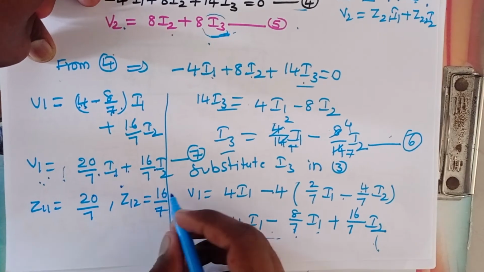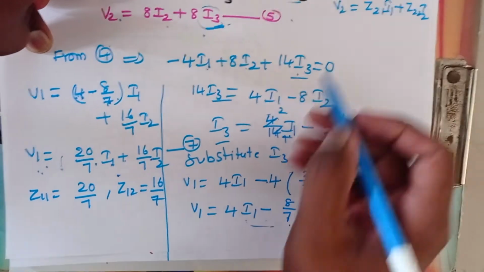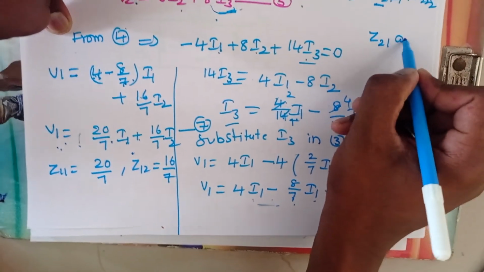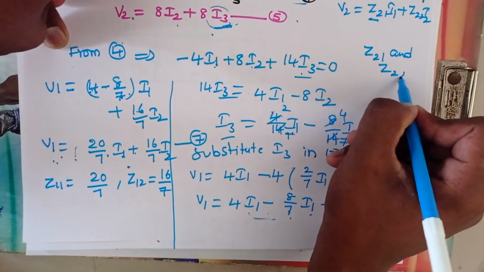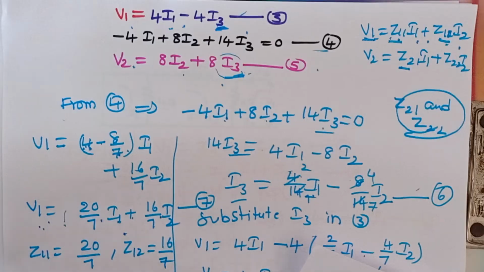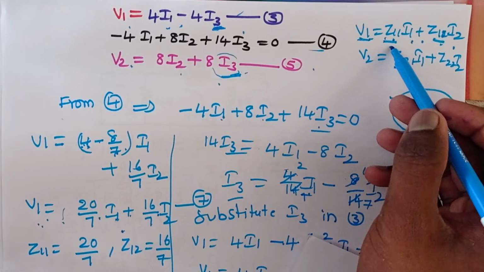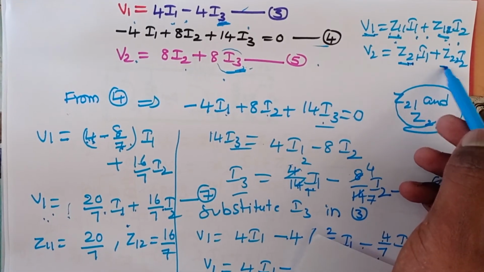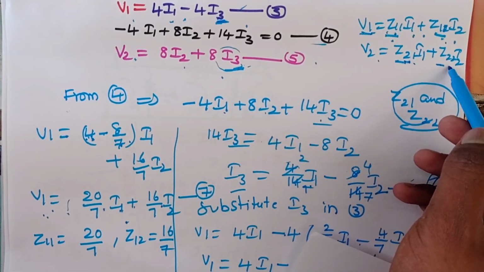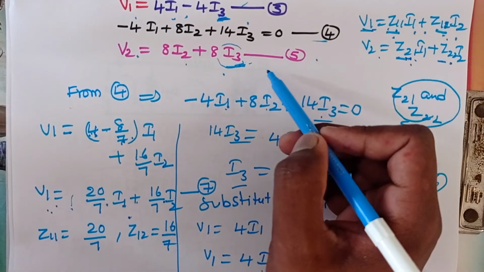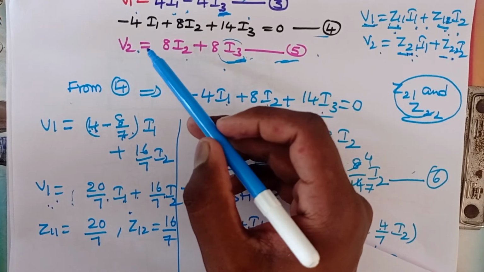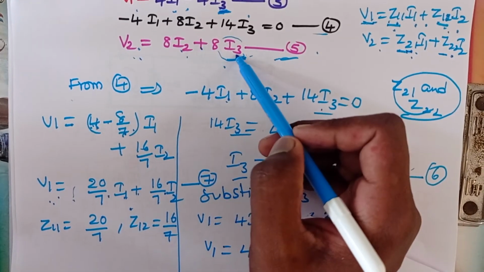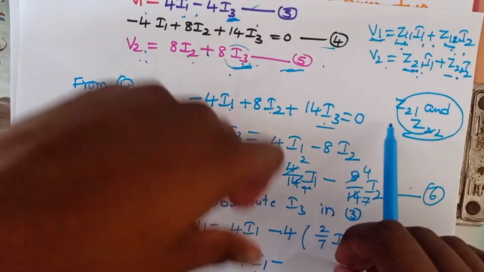Now we need to find two more parameters, that is Z21 and Z22. Here we got Z11 and Z12. Now we will go to find Z21 and Z22. Z21 and Z22 are found by using this fifth equation, because V2 is equal to Z21 I1 plus Z22 I2. That is the main form.